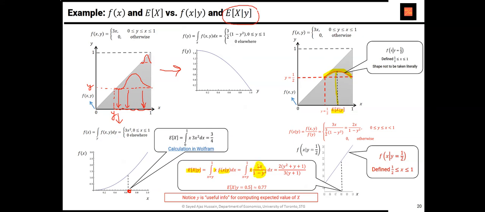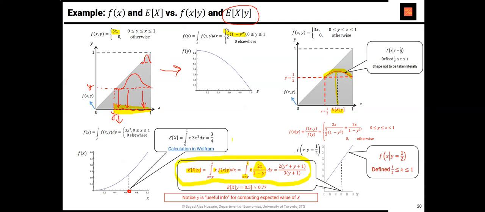And how do I find this out? I found this out by taking the joint density of x and y and dividing it by the density of y. So what I did was I took 3x divided by 3 over 2 times 1 minus y squared, and I would get 2x over 1 minus y squared. I then multiply this by x, and then integrate with respect to x, but you have to remember the range of integration. Oh my god, the range of integration is really important. Whatever value of x you take over here, the x's have to be between y and 1.